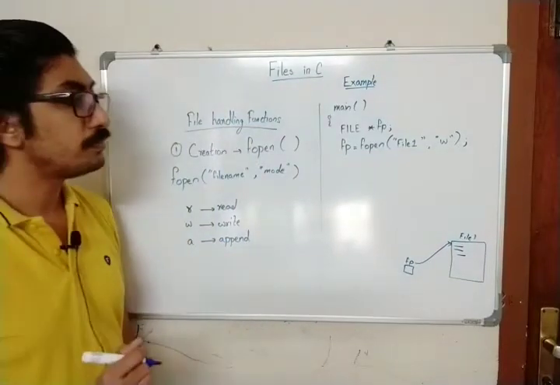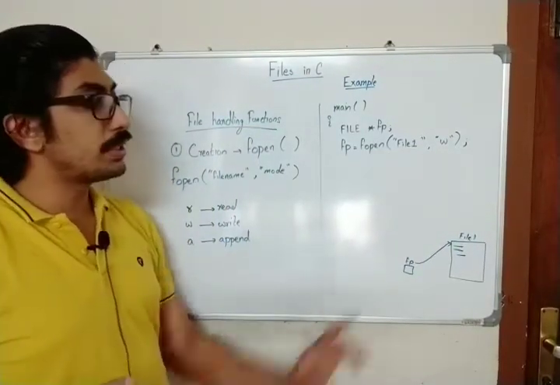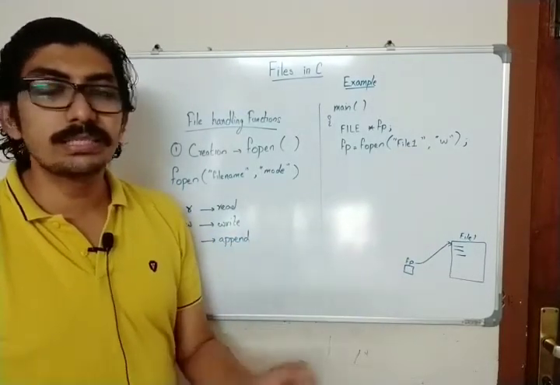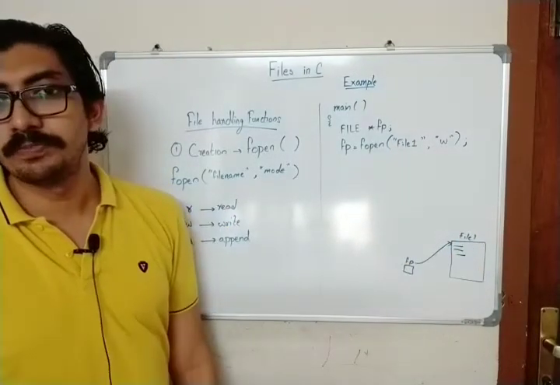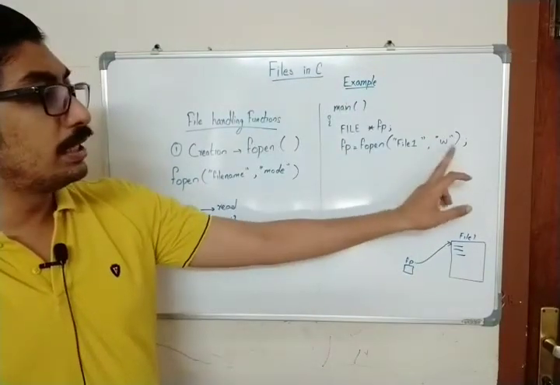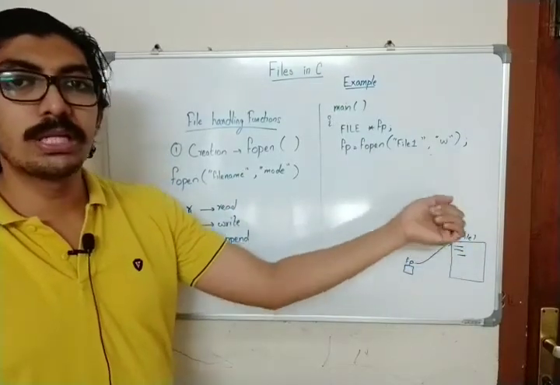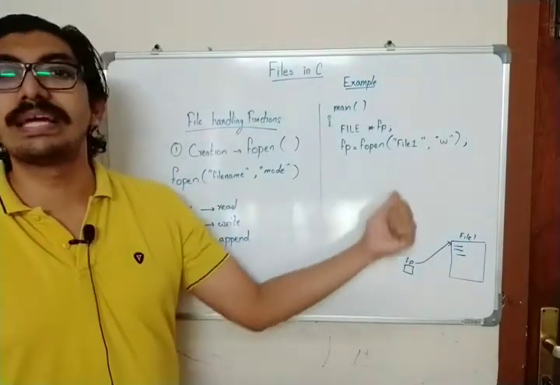Suppose this file is not present, consider that in the current directory file1 is not present. In such a case, it will create a file with the name file1, and we are going to write contents into it. So that is the operation of write mode. If the file exists, it will open that file. If the file is not present, it will create that file.